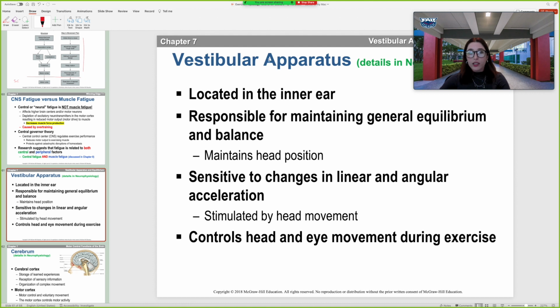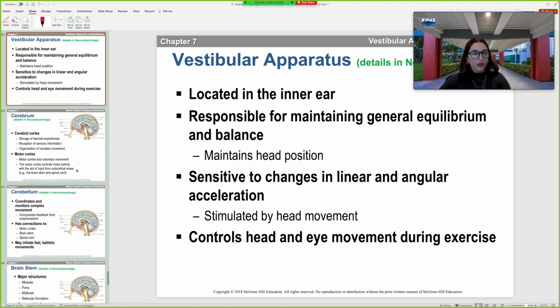All right. The vestibular apparatus located in the inner ear. This is responsible for maintaining general equilibrium and balance, right? So our inner ear detects our head position, right? If our inner ear gets all wacky and mixed up, that's how we end up with vertigo, right? Because then it can't tell where you are in your position and it gets all freaked out, right? Your vestibular apparatus tells us exactly where we are in position. It maintains head position. It's sensitive to changes in linear and angular acceleration, aka head movement. And it also controls head and eye movement during exercise.